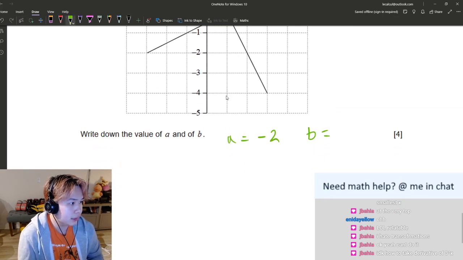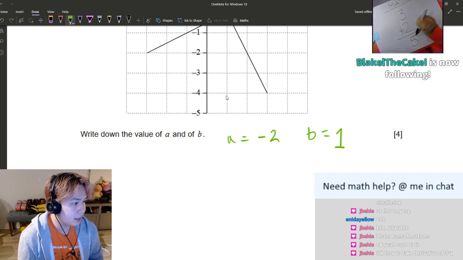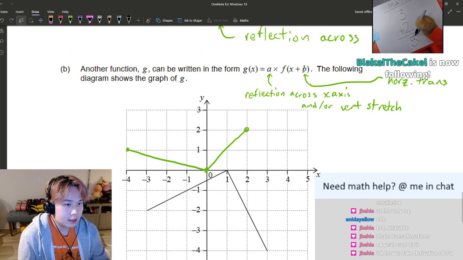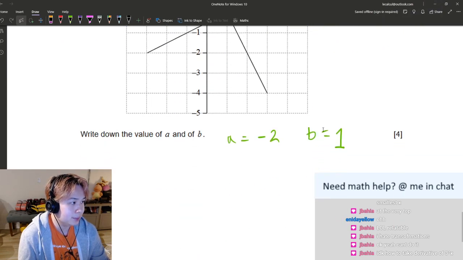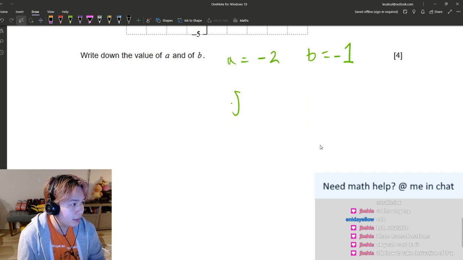Now you have to be quite careful with this one just because they're being mean to you. Blake the Cake, thanks. The way they've written it, it already has a plus. So if we want to move things to the right side, then this should say minus. So b is more than just 1, it's negative 1. And traditionally it's not written this way, because the general form of transformations, horizontal translations, is with a minus. So they're just being mean to you.